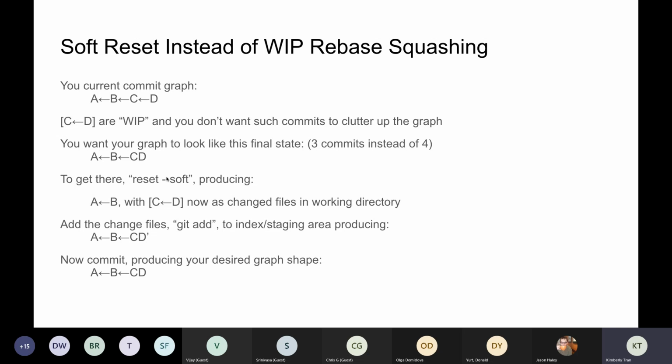To do that, you do a reset soft, producing A, B, with C and D now as changed files in your working directory. So now your develop branch points to B. Now you can add those files to the index staging area. You produce the CD prime, which is the staging area, and now you commit it. Now you have A, B, and CD. That is just 3 commits instead of 4. You can do this for any number of commits, right? You can have like 10 commits to the right here. If you select back to B, you can combine them all in one fell swoop. That's a very simple way to squash your changes instead of using rebase.